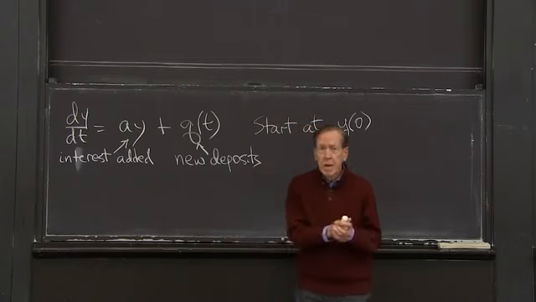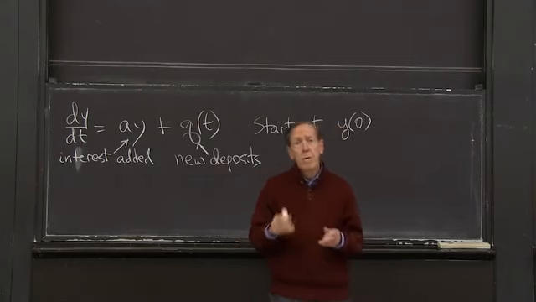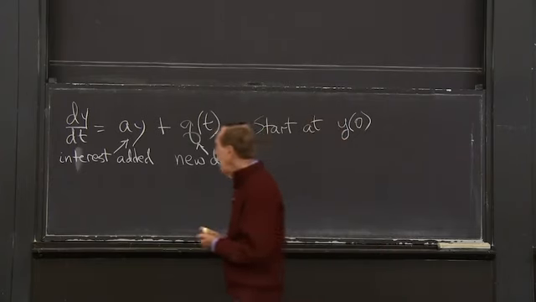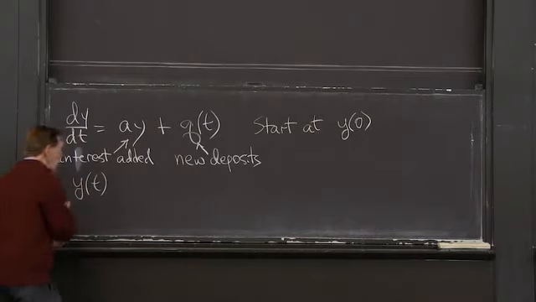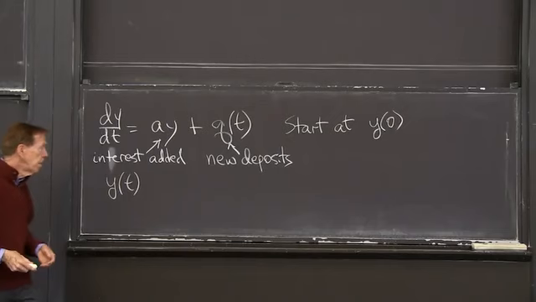So may I write the formula down and then let's see why it's right. And then, of course, we could put it into the equation and confirm that it's right. Okay, the formula is going to be, this is the big formula, you could say, for first-order linear equations.